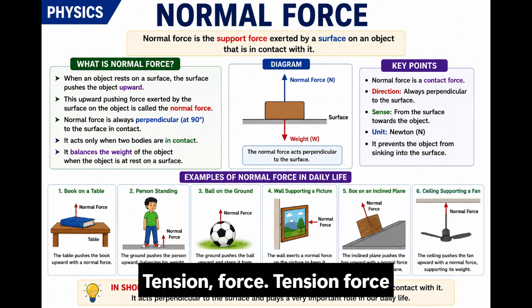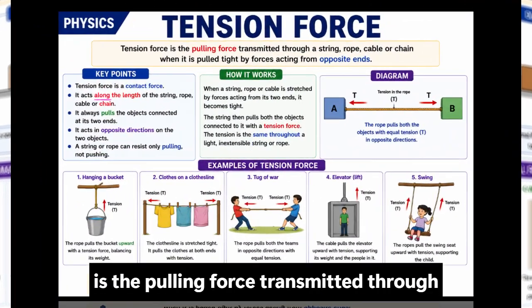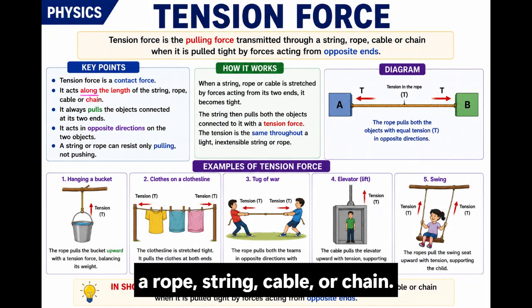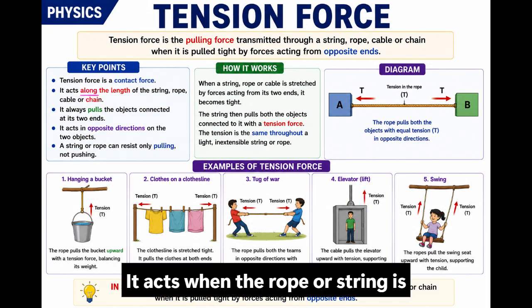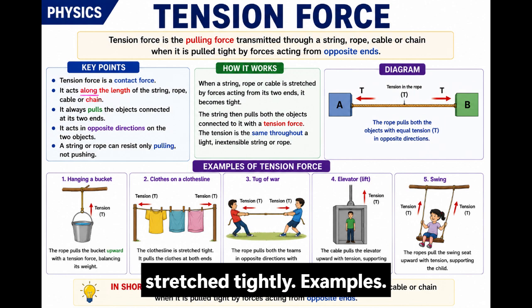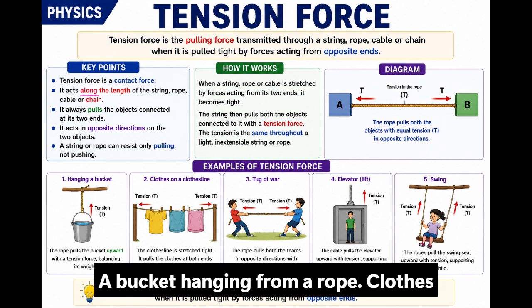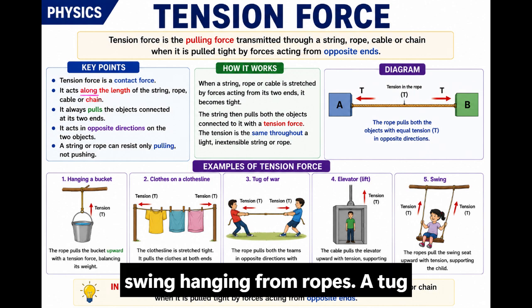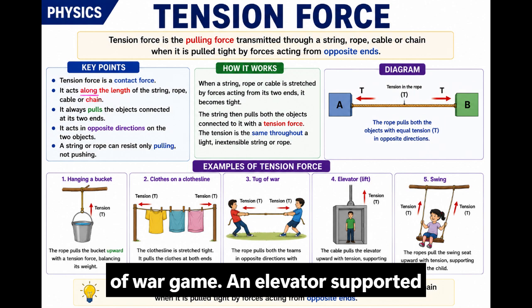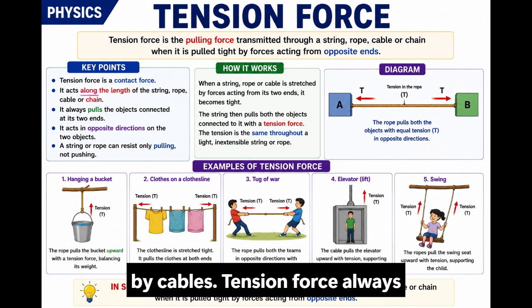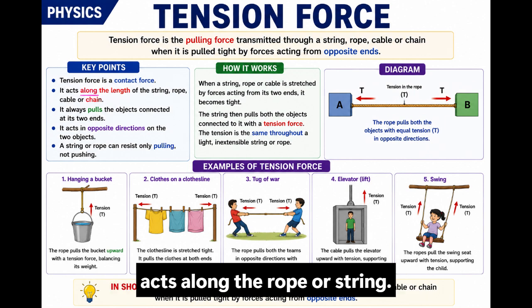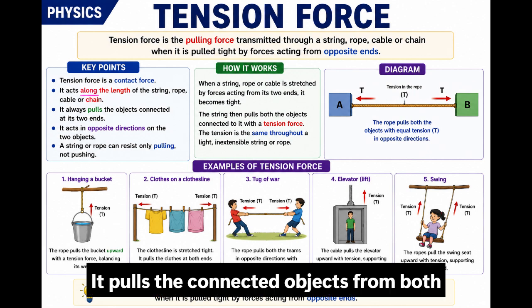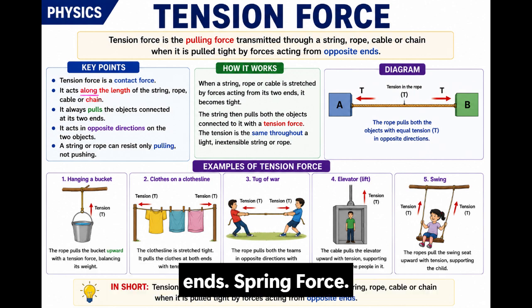Tension force. Tension force is the pulling force transmitted through a rope, string, cable, or chain. It acts when the rope or string is stretched tightly. Examples: a bucket hanging from a rope, clothes hanging on a clothesline, a swing hanging from ropes, a tug-of-war game, an elevator supported by cables. Tension force always acts along the rope or string. It pulls the connected objects from both ends.